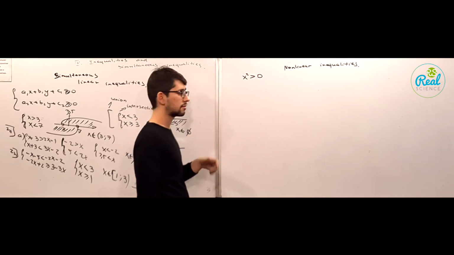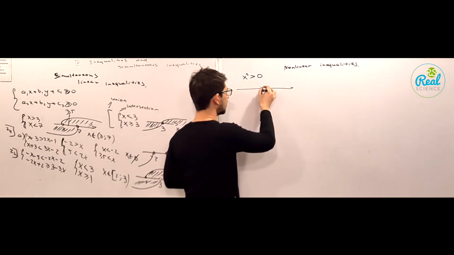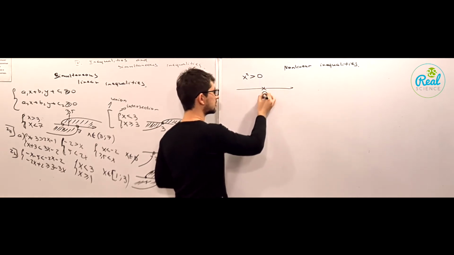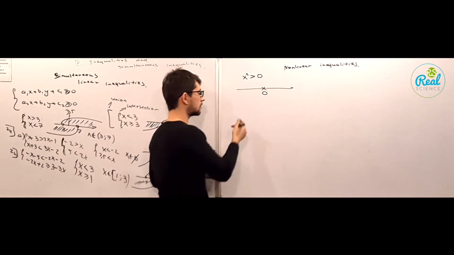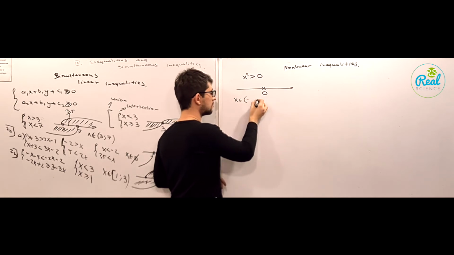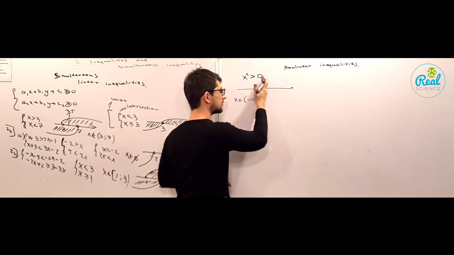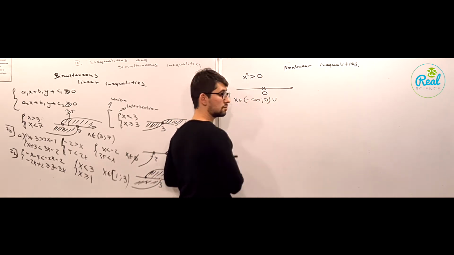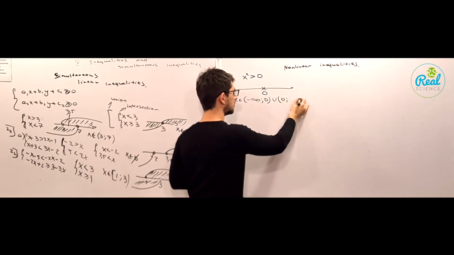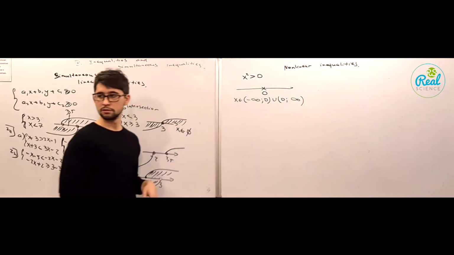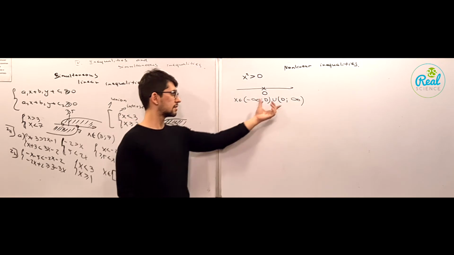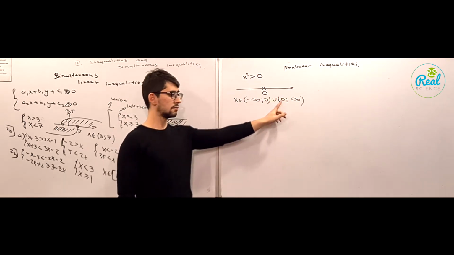So, how will you represent it? In x, you have all of the numbers except 0. How do you represent it? x includes all of the numbers from minus infinity until 0, and the union from 0 till infinity. All of the numbers except 0. We have not included 0 here, you see?